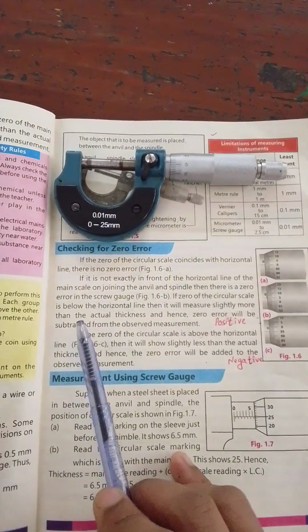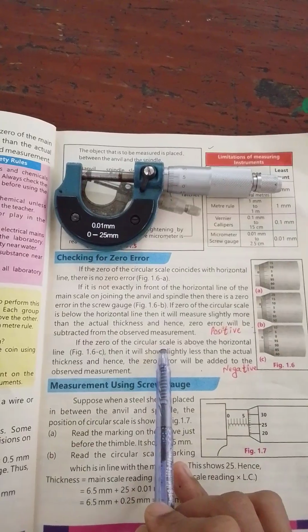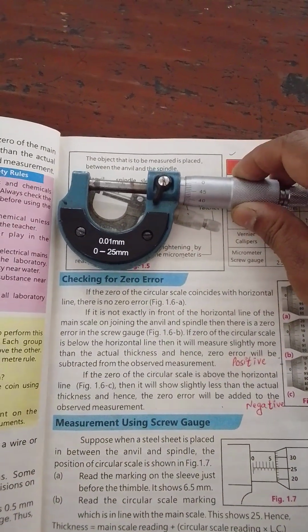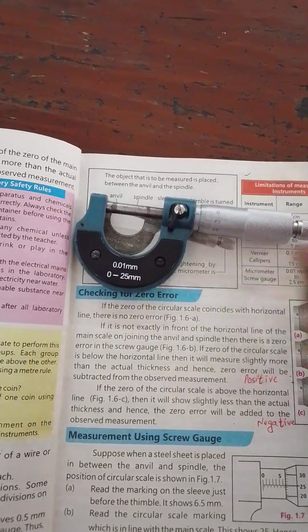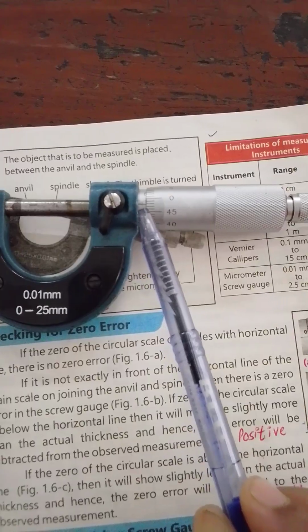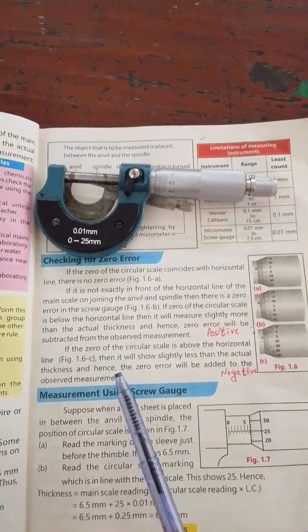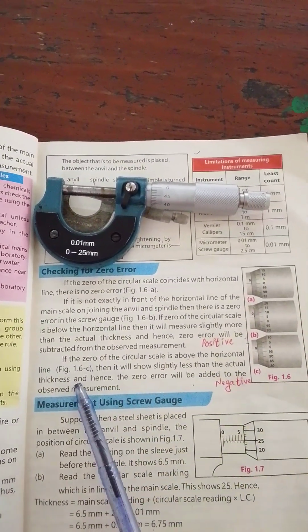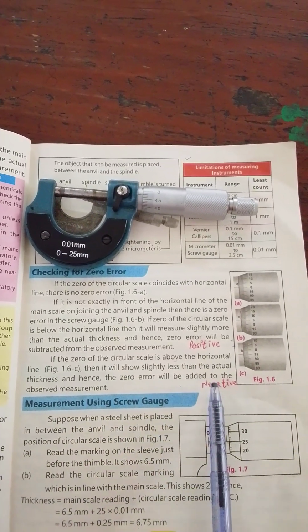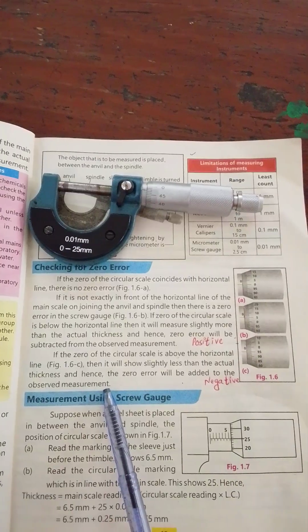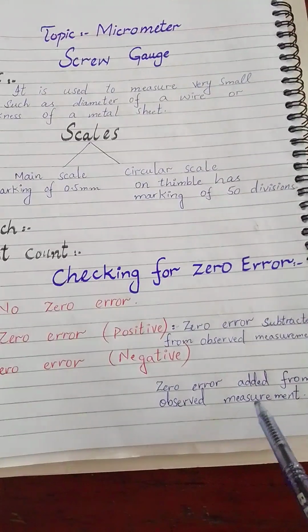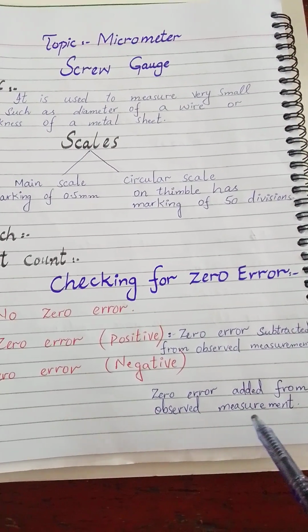Then there is negative zero error. What is negative zero error? If the zero of the circular scale is above the horizontal line, like this, then it will show slightly less than the actual thickness, and hence the zero error will be added to the observed measurement. Zero error is negative, but it will be added to the observed measurement.